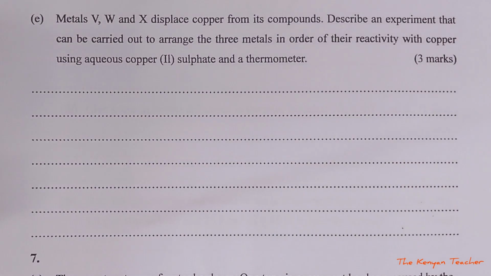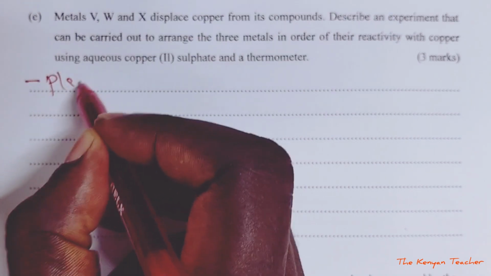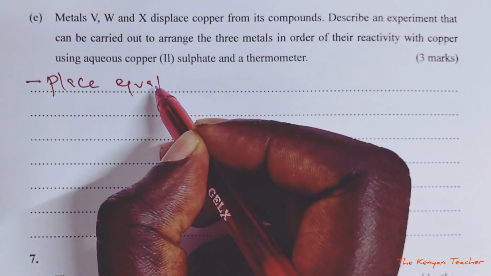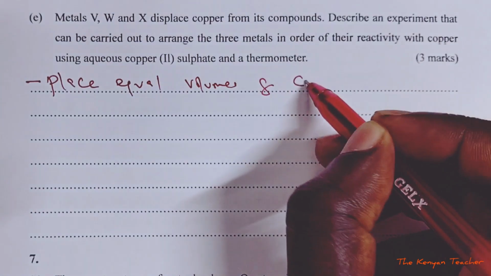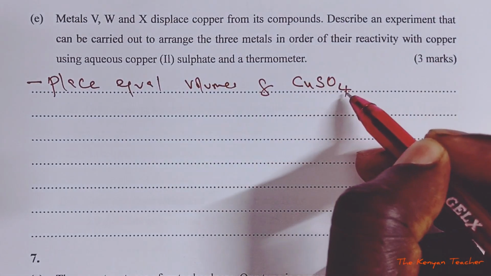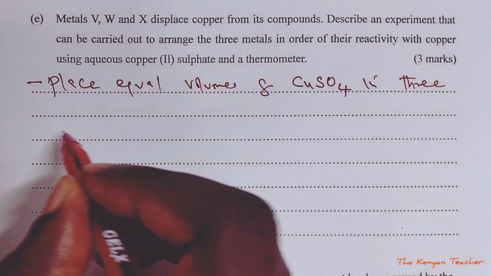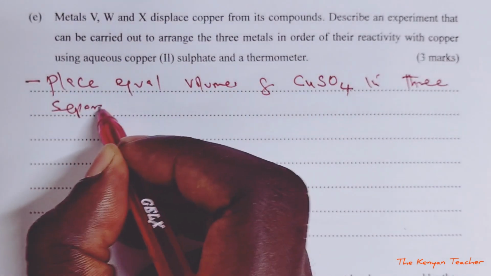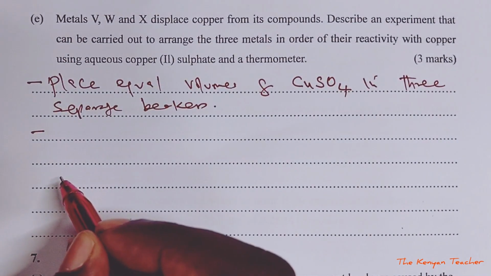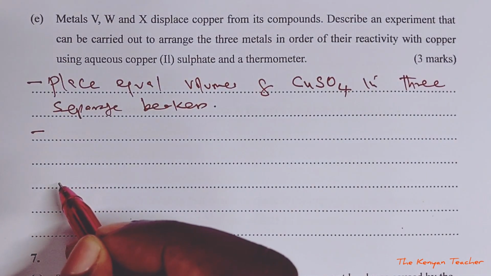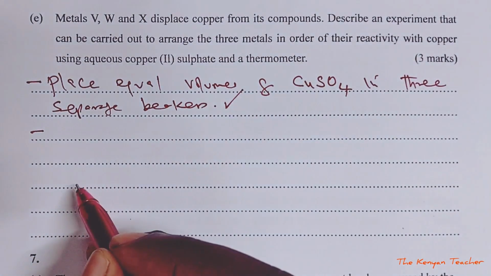So how do you do it? What is the procedure? The first one would be, we would place equal volumes of copper 2 sulfate that has been given, and we do this in 3 separate beakers. We put that in 3 separate beakers because remember, we have 3 metals here. So that would give us the first mark.